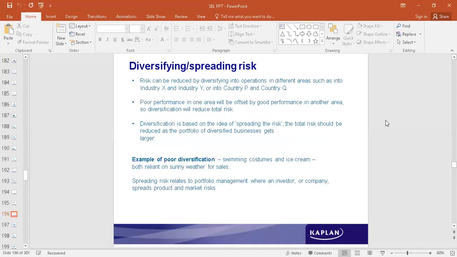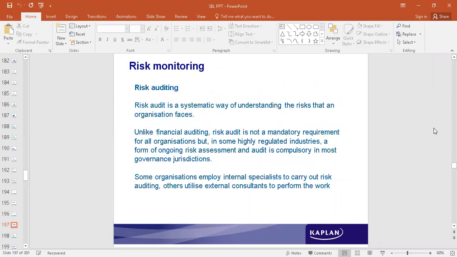Then, diversifying or spreading the risk, that is investing into multiple activities and projects, so that the risk that is present in one business or one product can be offset against the profits that are received from another business or other products. Diversification. Then, monitoring has to happen by way of risk auditing.